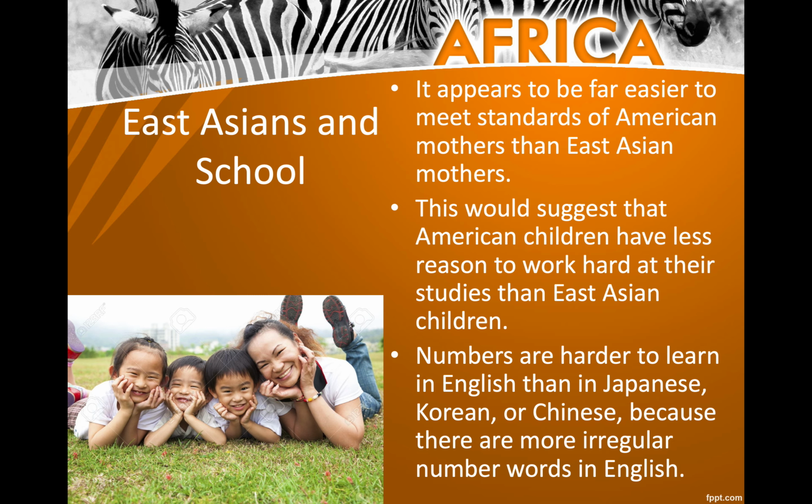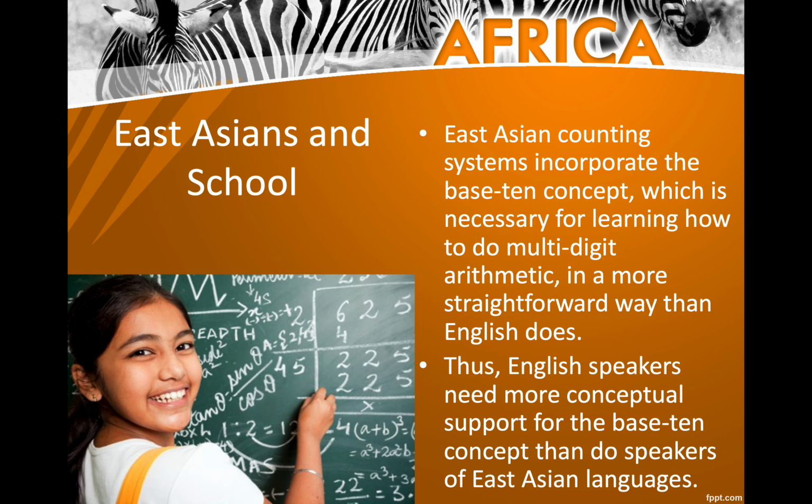Numbers are harder to learn in English than in Japanese, Korean, or Chinese because there are more irregular numbered words in English. East Asian counting systems incorporate the base 10 concept, which is necessary for learning how to do multi-digit arithmetic, in a more straightforward way than English does. Thus, English speakers need more conceptual support for the base 10 concept than do speakers of East Asian languages.